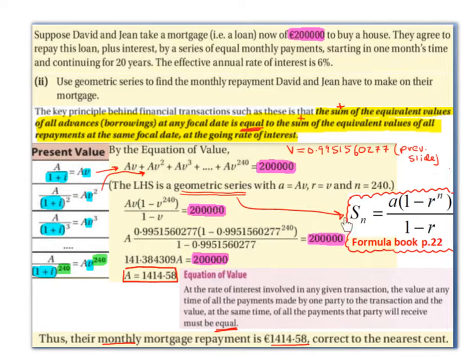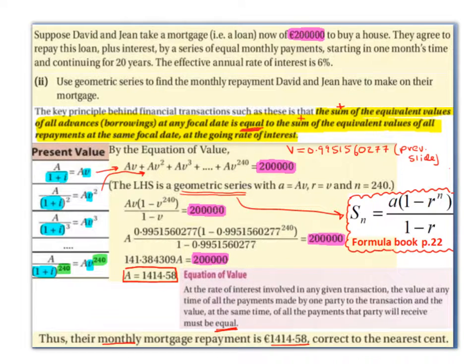So here we have a series. We're going to use our series formula from page 22, which states that Sn is equal to a times (1 minus r to the power of n) divided by (1 minus r). The a is going to be Av because that's our first term. So we swap this a for Av. Then the r is going to be equal to v, so the ratio is now v. So we have 1 minus v and 1 minus v. And the n is going to be 240, as we have 240 repayments. So we have v to the power of 240. And that's all equal to 200,000.